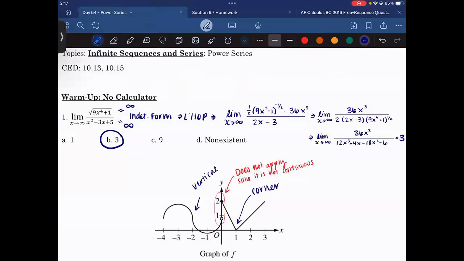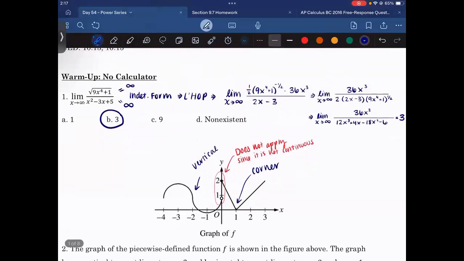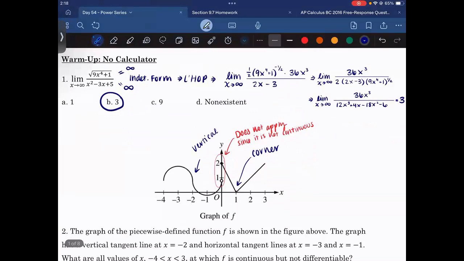We're gonna talk about power series today. The warm-up I already have on here should be pretty easy. First one, we find it's an indeterminate form. We do L'Hopital, and then we find out through some math and algebra that the answer is 3.